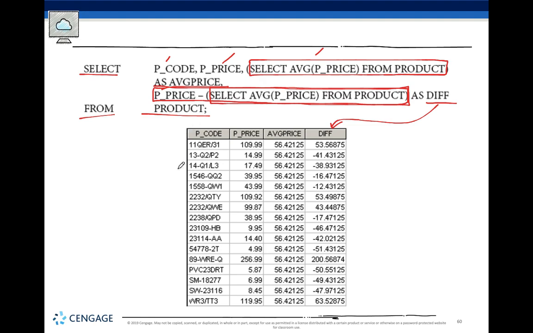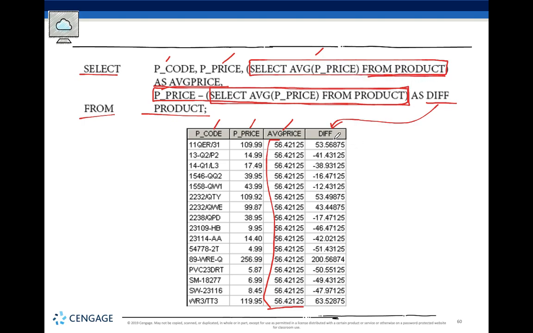So look at the result that we get here. We get the product code and the product price. We also get the average price. Now the average price of all products from the product table will always be the same. You can see that here. It's the same for all rows because it's only one number as the average product price for all products.